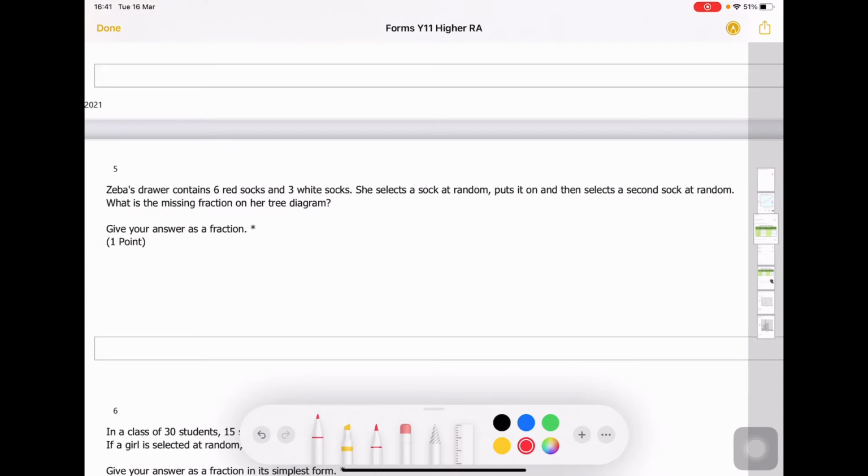Question 5. Zebra's drawer contains 6 red socks and 3 white socks. She selects a sock at random, puts it on, and then selects a second sock at random. What is the missing fraction on her tree diagram?